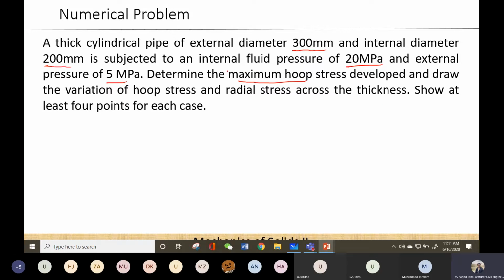So there are two things. We have to calculate the hoop stresses or the maximum hoop stresses and the radial stresses. And we also need to show them on the cross section, how they vary. For example, yesterday we were discussing that they would vary parabolically with respect to the thickness of the cylindrical element. Now we have to prove it as well in this question. And let's just start with this one.